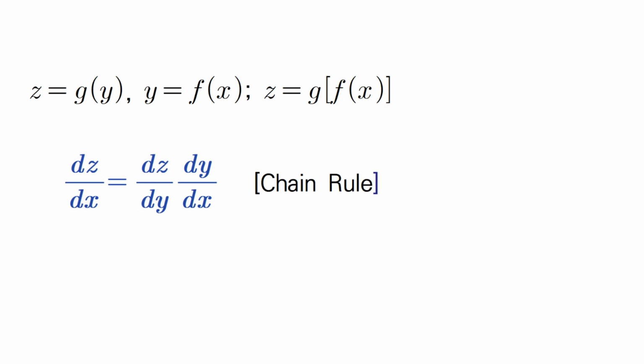of x alone. In this case, the derivative dz/dx is equal to the product of the two derivatives dz/dy and dy/dx. This is called the chain rule of differentiation.